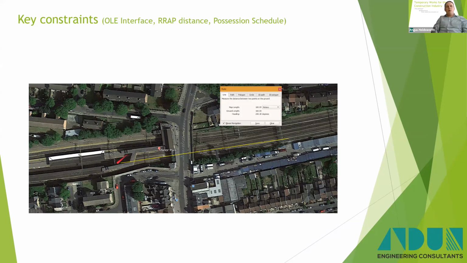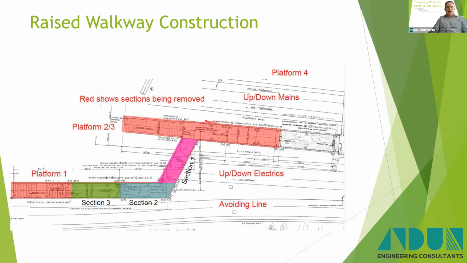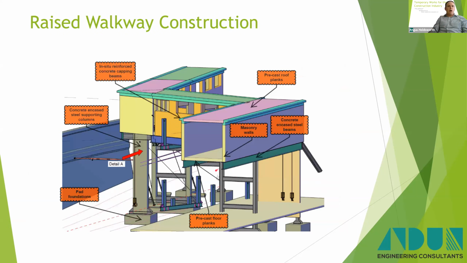So this is a markup of the original drawings. You've got the structure coming down onto the island platform, and then we've got this raised walkway. So we identified we could take it out in 3 sections, section 1, 2 and 3. It's quite an interesting construction. You had concrete encased steel beams, then precast floor planks, masonry walls, precast roof planks, and an in situ concrete capping beam. So it was not the sort of structure you typically lift out. Originally built in 1949.